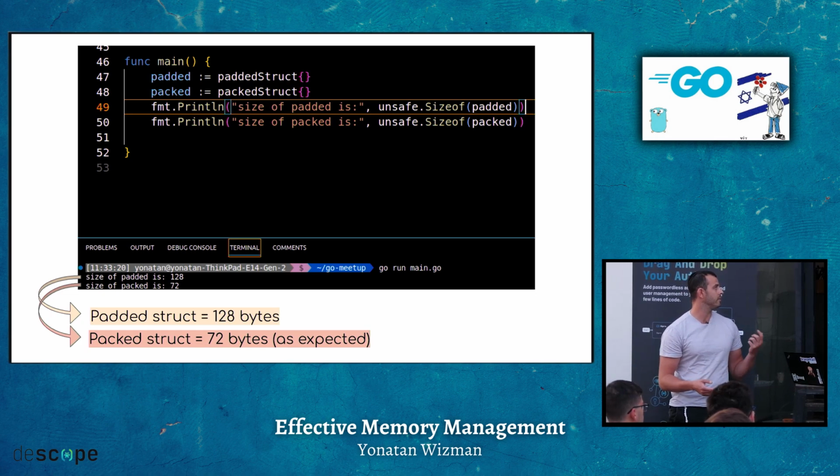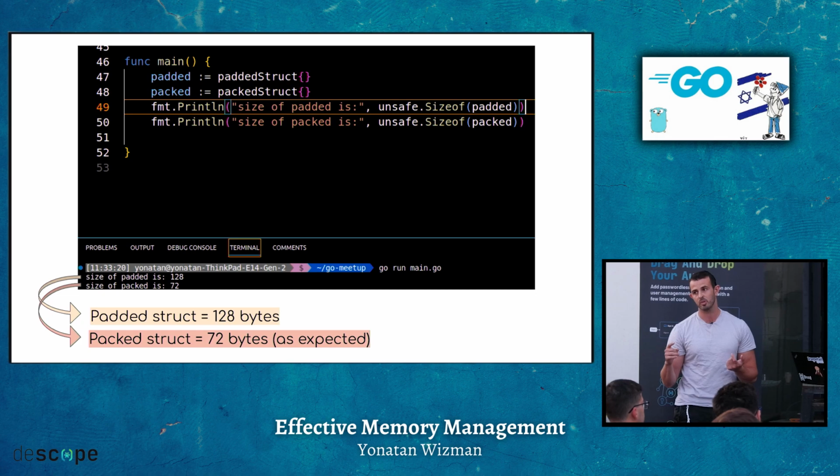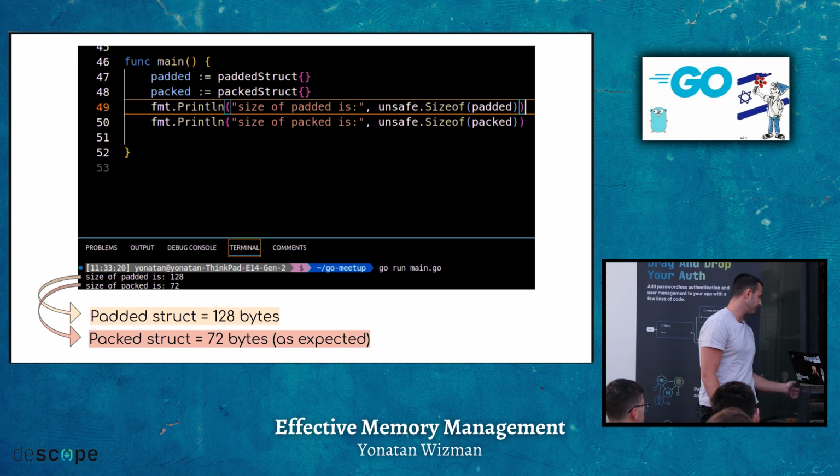The size of the padded struct, we said, is the less optimal one. Again, reminding you guys, the padded struct is the one that was interchangeable: a bool and an int64, a bool and an int64. And the packed struct was the one where they were all defined together. One is the size of 128 bytes, one is 72 bytes. That's very strange. Why is that happening?